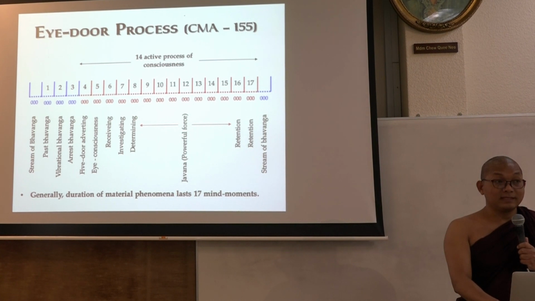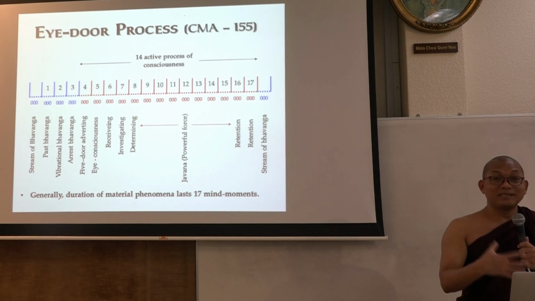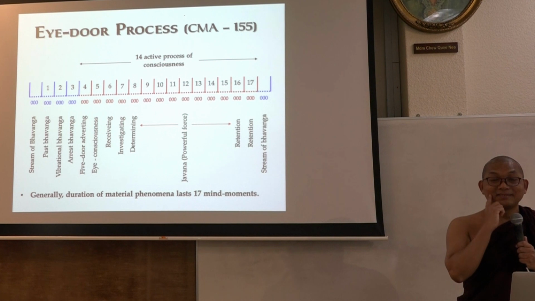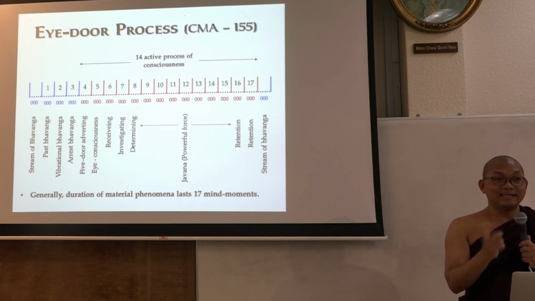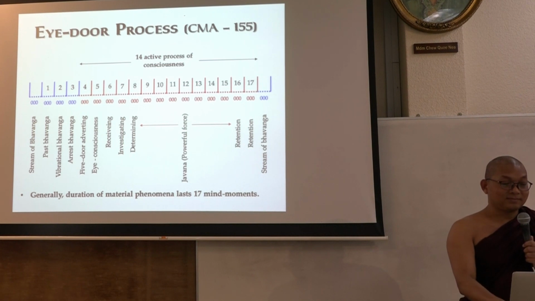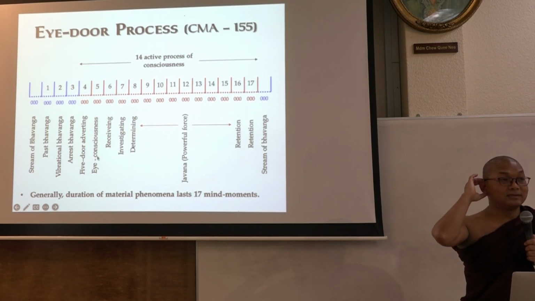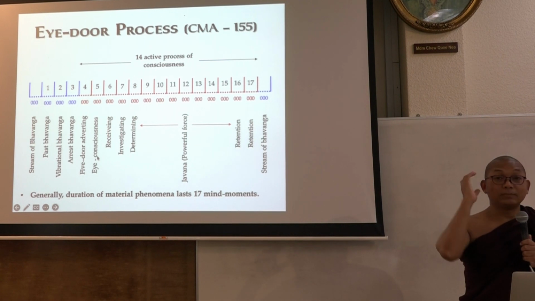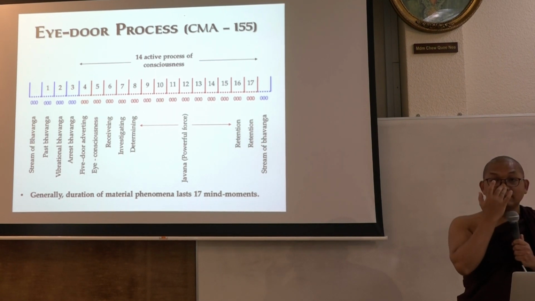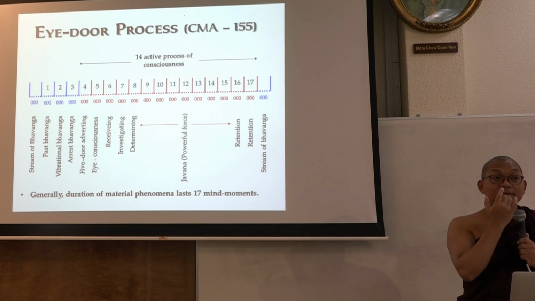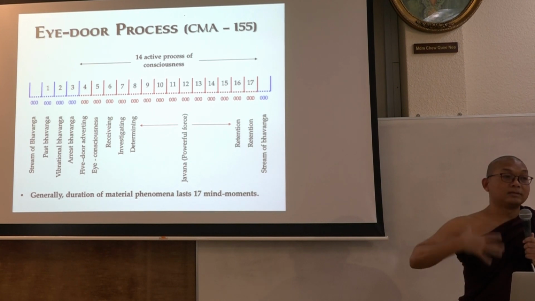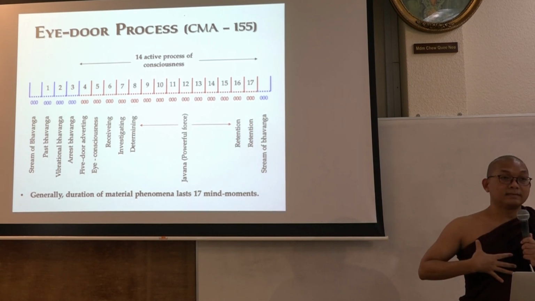Altogether 10. Where is another 8? We have 80 ahetuka, right? Where are the other 8? Because here, 2 types of eye consciousness, we need to replace with 2 types of ear consciousness, 2 types of nose consciousness, 2 types of tongue consciousness, 2 types of body consciousness. The same, right?